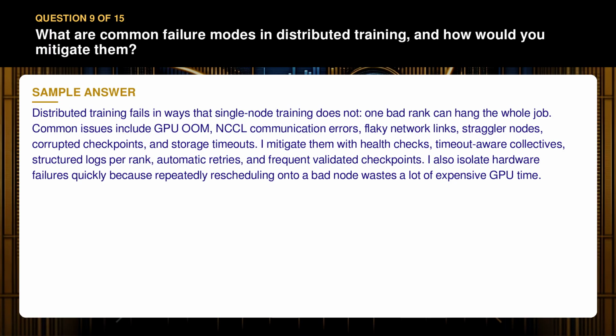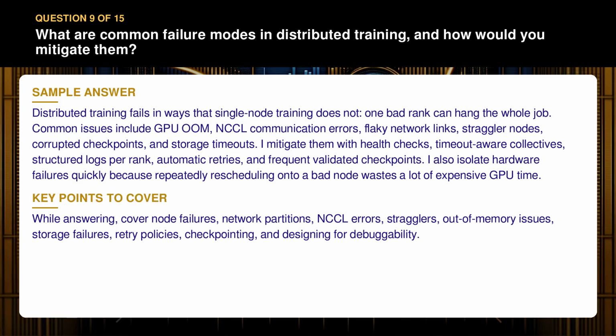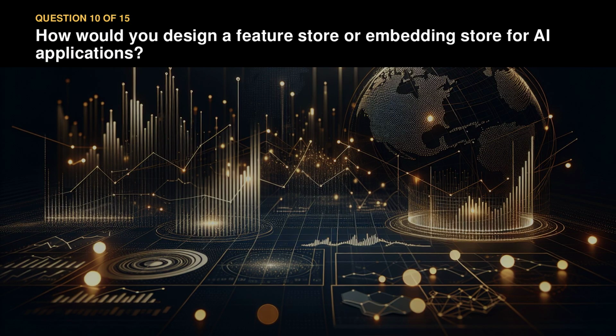I also isolate hardware failures quickly because repeatedly rescheduling onto a bad node wastes a lot of expensive GPU time. While answering, cover node failures, network partitions, NCCL errors, stragglers, out-of-memory issues, storage failures, retry policies, checkpointing, and designing for debugability. Question 10. How would you design a feature store or embedding store for AI applications?